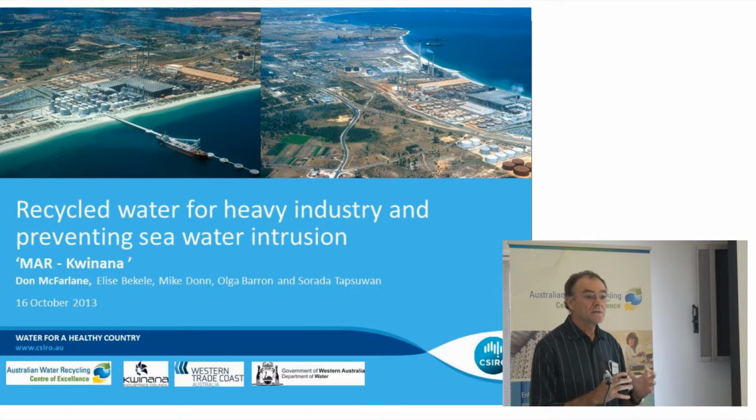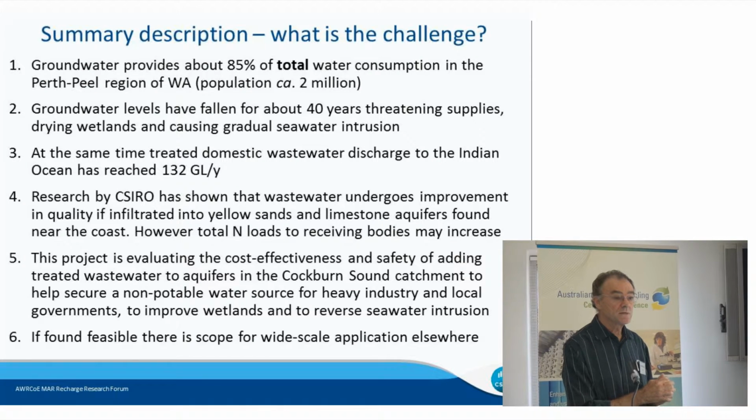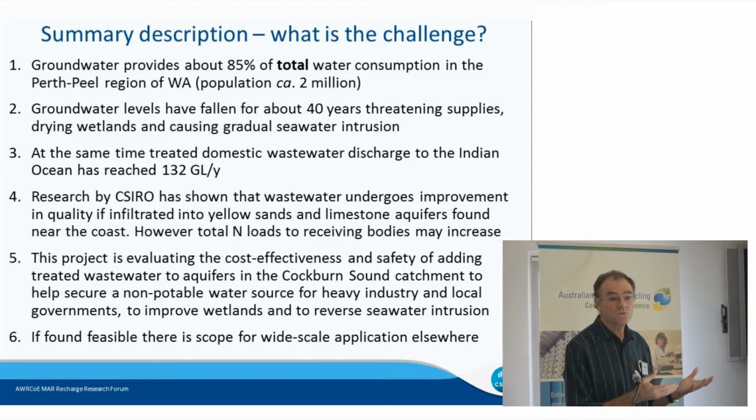So effectively what we're looking at is, can we safely divert a fair amount of treated wastewater into the superficial aquifer, or possibly the confined aquifers, for a non-potable water source for industry, but at the same time do several other things. One is push back the saltwater interface, which is starting to come into the coastal areas. The other thing is to prop up the groundwater levels to retain some of the through-flow wetlands we've got there. And it will also provide a water source for local government as well.